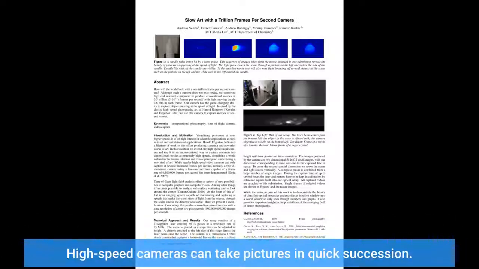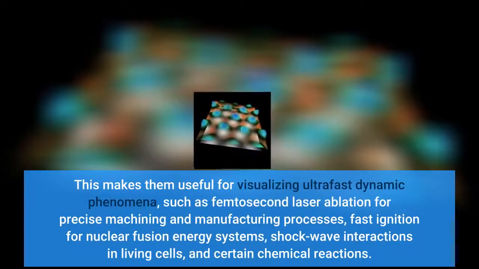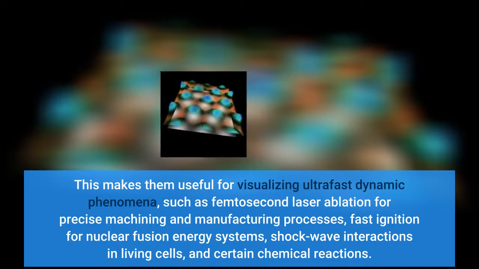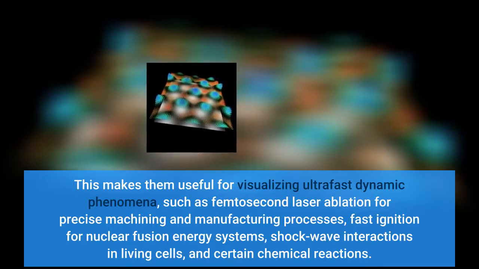High-speed cameras can take pictures in quick succession. This makes them useful for visualizing ultrafast dynamic phenomena, such as femtosecond laser ablation for precise machining and manufacturing processes, fast ignition for nuclear fusion energy systems, shock wave interactions in living cells, and certain chemical reactions.